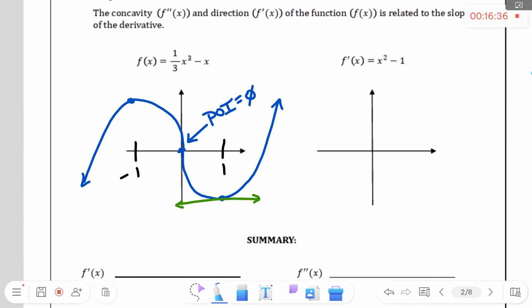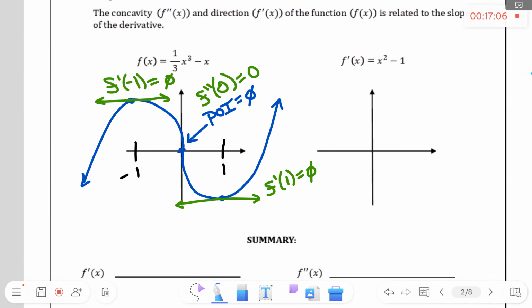Is the slope there 0? Checks out. So f prime at 1 equals 0. What about here? f prime at negative 1 equals 0. f double prime at 0 equals what? Because it goes from concave up, down to concave up.